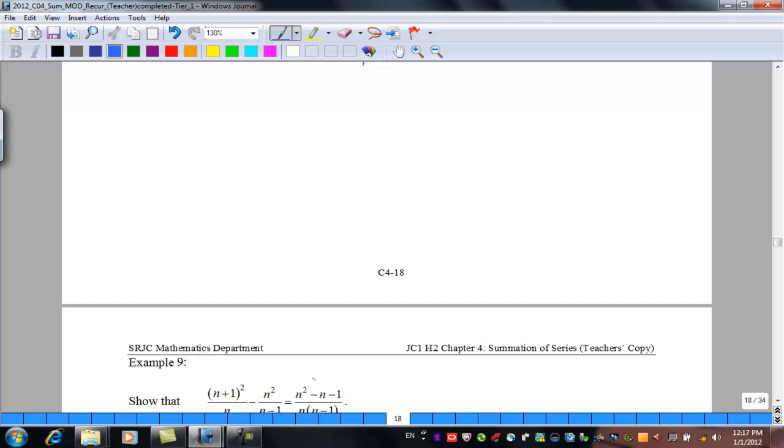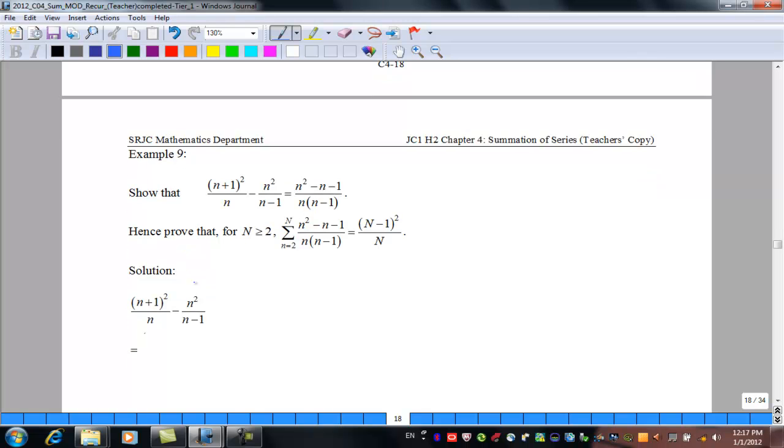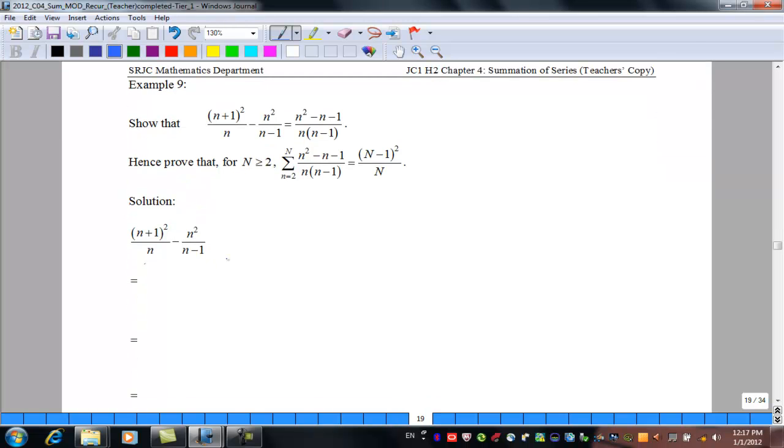Now, for the last example to illustrate MOD, we are going to look at a more typical question which is more likely to come out in an examination. So example 9. We are first asked to show some form, that is, two fractions can be simplified into this single fraction and hence prove a statement on a series. So without further hesitation, let's dive into this.